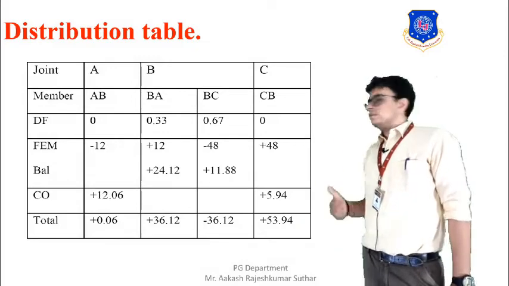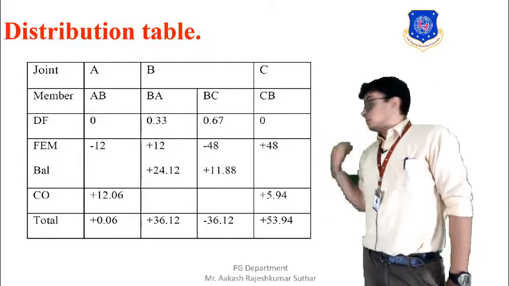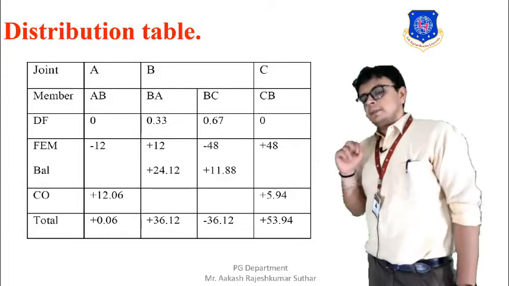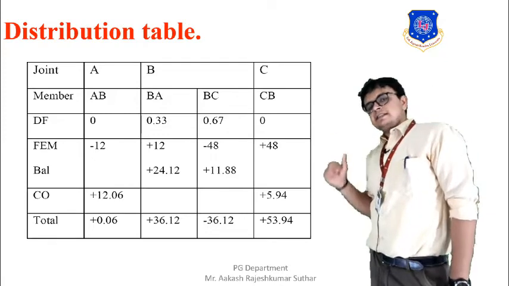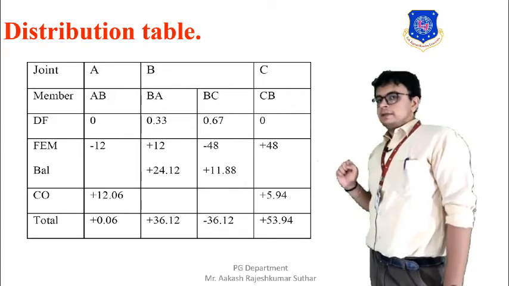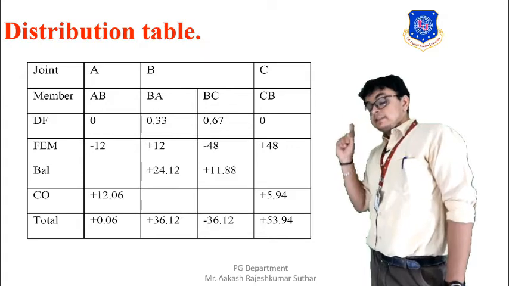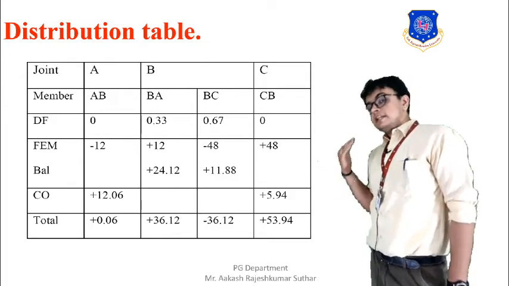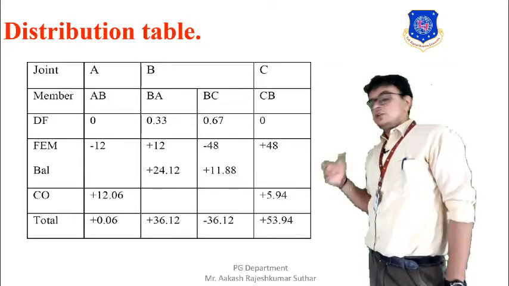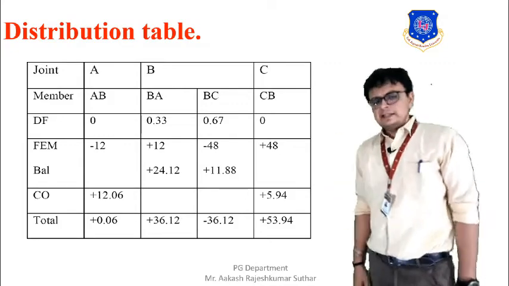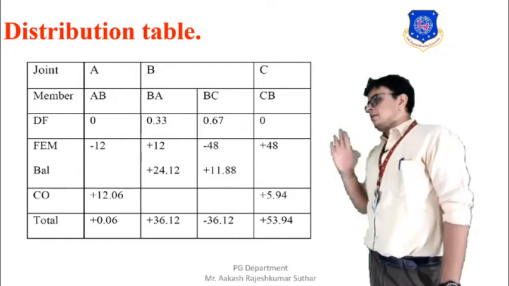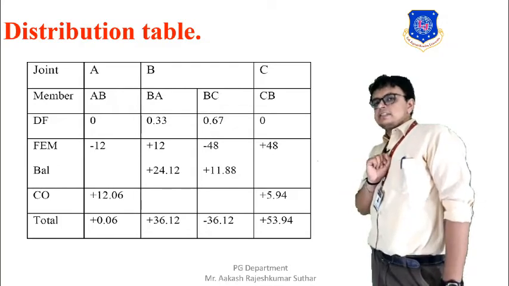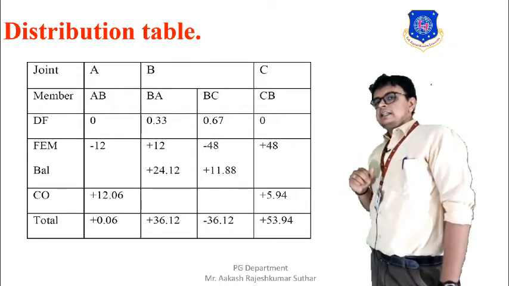You can see that the first row is the joints, and the joints are only A, B and C. After that, we will have the members. The member at joint A will be only AB. At joint B, we will have the members BA and BC also, so that also you have to consider. After that, we have joint C, and the member related to joint C is only CB.